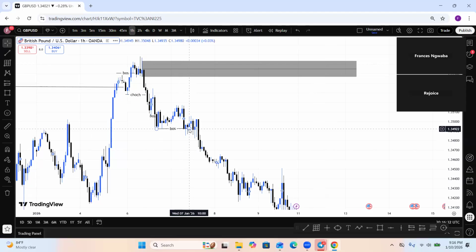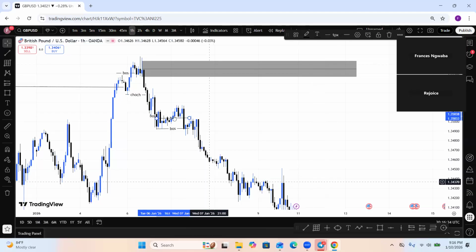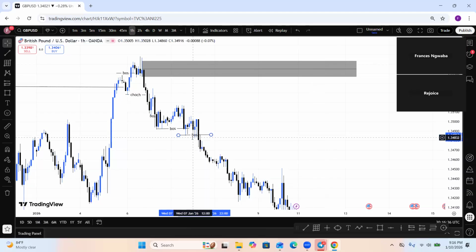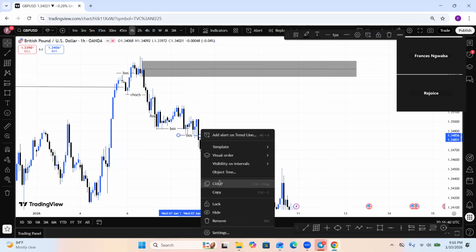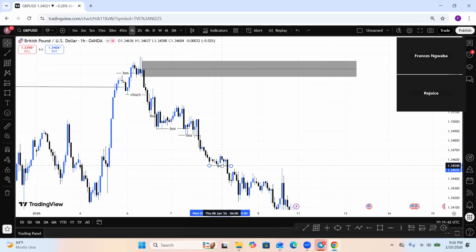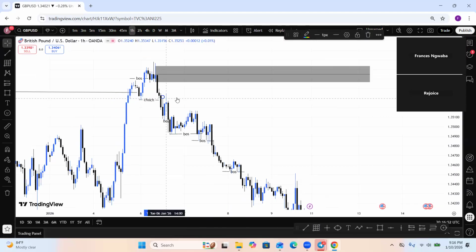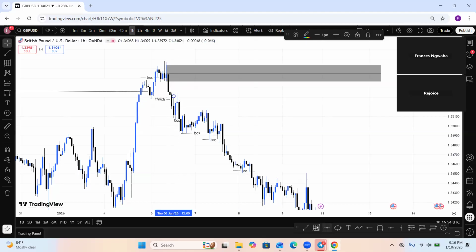We have another one here. We have another one. I have another one here. What do you see? Then here, for this break of structure, we have this to be the order block.